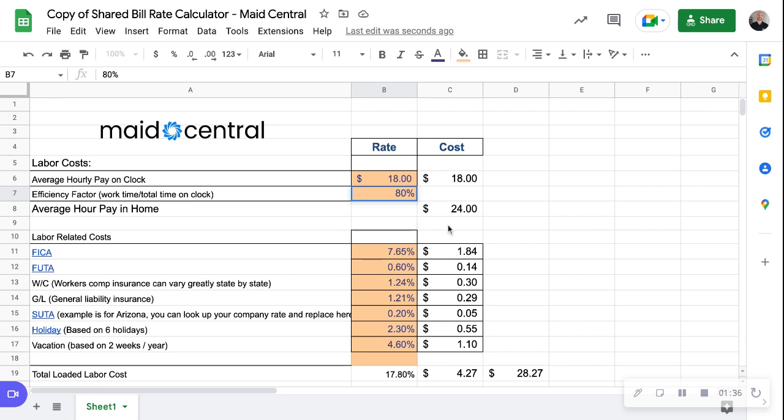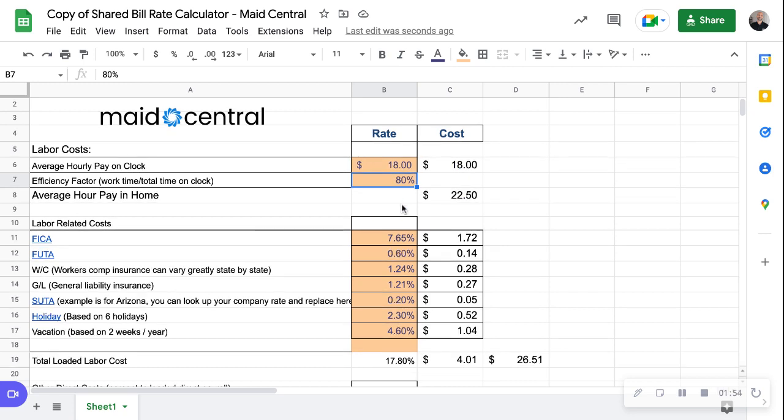And so what that number does is it lowers what you have to charge in the home to be able to pay your employees $18. So that's what the employee would be needing to make in the home at $22.50 just to hit that wage. But that's before we start putting in all the other costs of doing business.